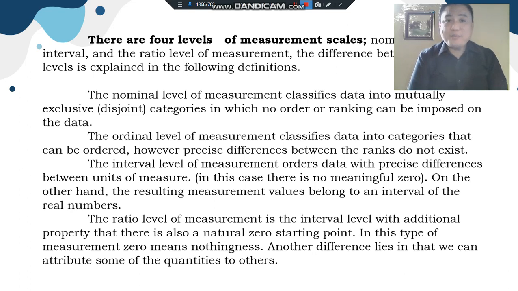So we start with the four levels of measurement scales, and I need to repeat again for everyone. There are four levels of measurement scales. Number one, nominal level of measurement. Number two, ordinal level of measurement. Number three, interval level of measurement, and lastly, the ratio level of measurement.